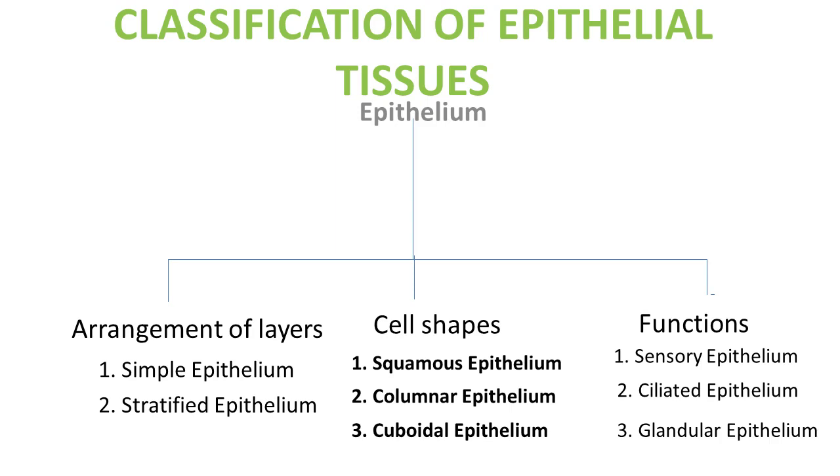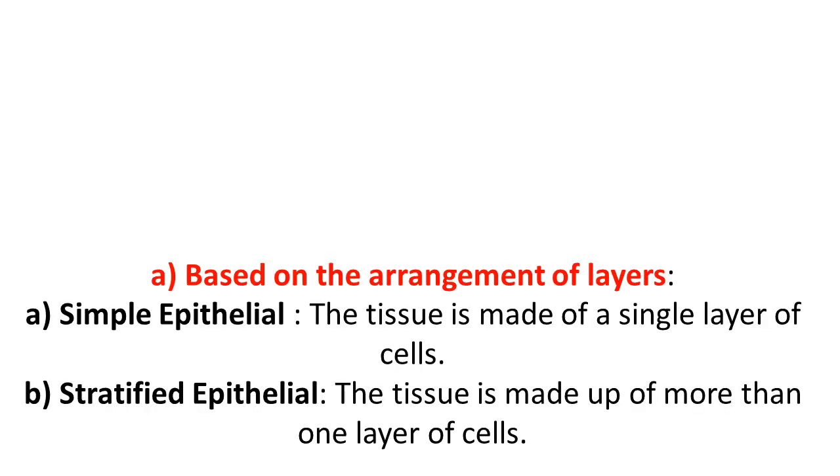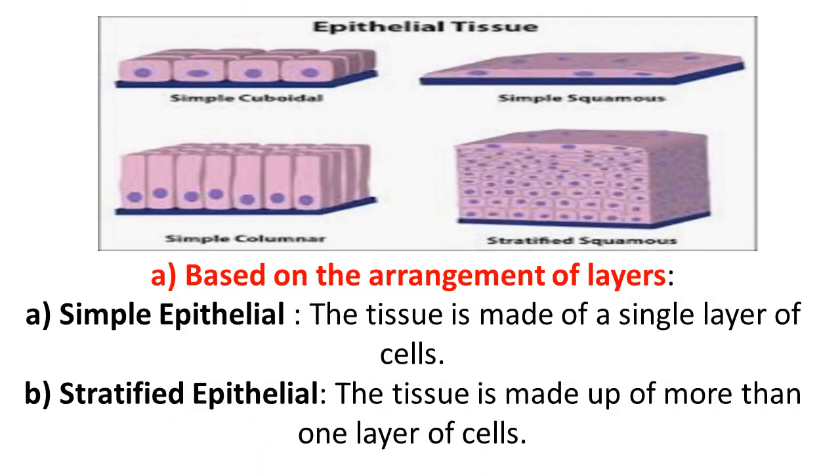We shall discuss these in the next coming slides. Now first we shall look into the arrangement of layers. As I told, based on the arrangement of layers, let us see how the cells can be seen. Let us see the image now. See here, this is the arrangement, as you have already seen in the image: certain cells are arranged in a single layer, and certain cells have more than one layer. You can witness this particular thing.